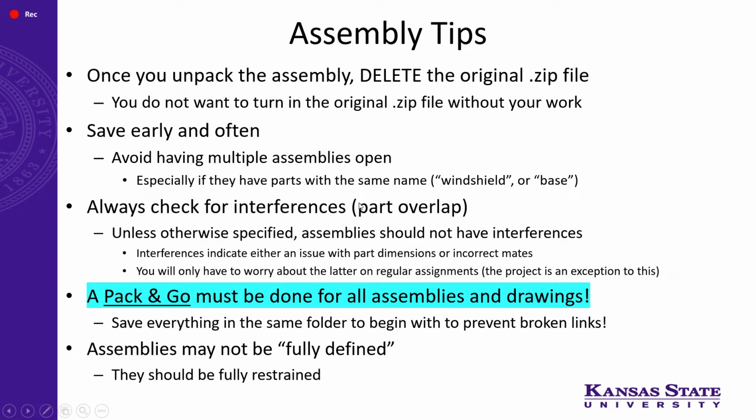There are times when part overlap is okay. Like if a bolt is going into a called out threaded hole, you'll have interferences there, but that's okay, because we know. A pack and go must be done, so you need to submit them all as zips. And then again, assemblies don't need to be fully defined. They just need to be fully restrained.